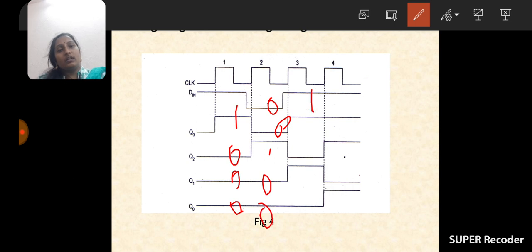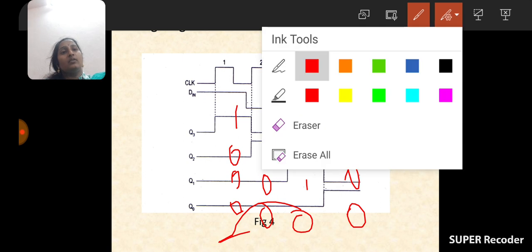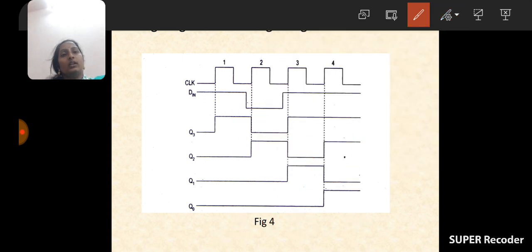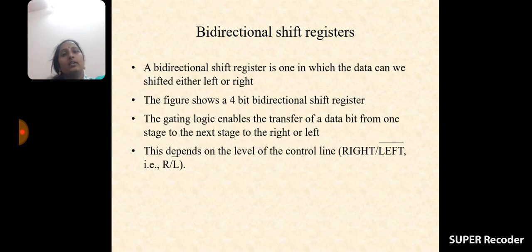Next it is 1, 1, 0, 1, 0, and it is 1, 1, 0 and 0. So according to the truth table, it is very easy to draw the clock diagram. Okay, and see here, our last register is the bidirectional shift register.